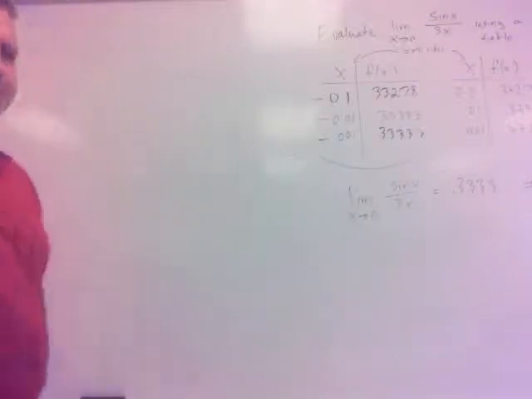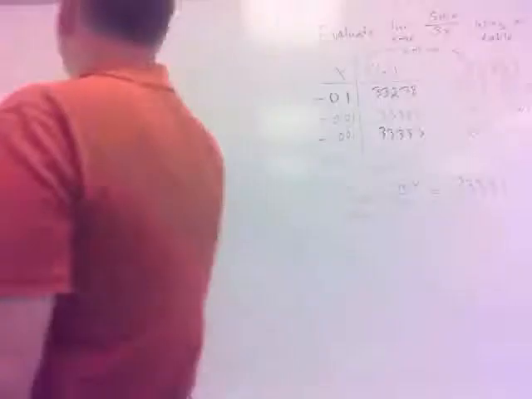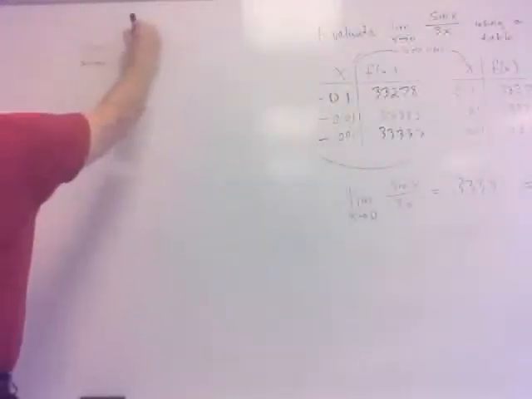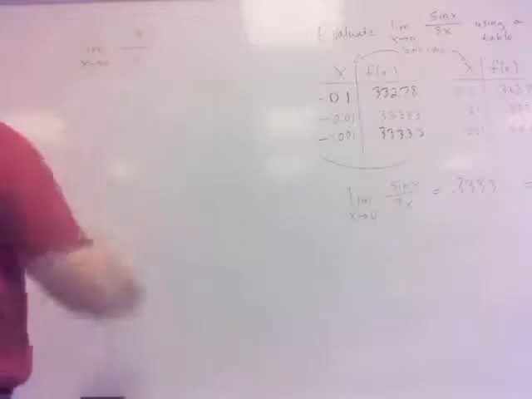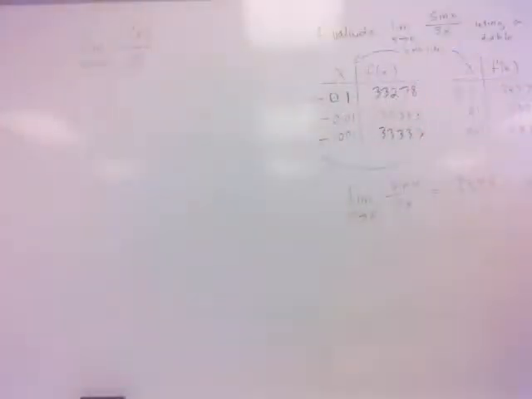Okay? All right. Let's talk about another limit as x approaches 0. This one, though, we've got an absolute value. It's the absolute value of x divided by x. Let's notice a little something about this one.